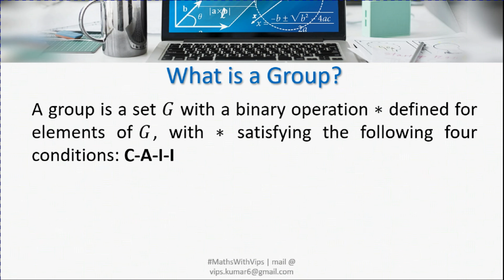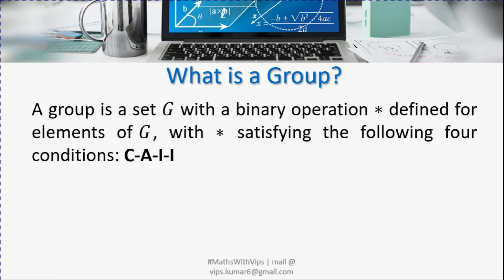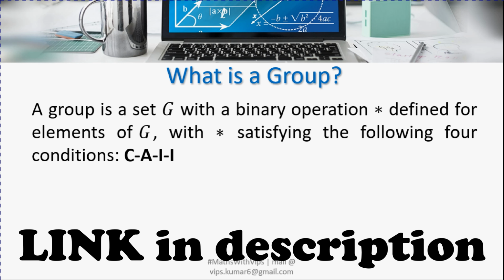Recall that a group is a set G with a binary operation star defined for the elements of G, where star satisfies the four conditions which we had acronymed as CAII. Again, I would request you to go to the link and get access to the video. You will get a better idea about what CAII stands for.